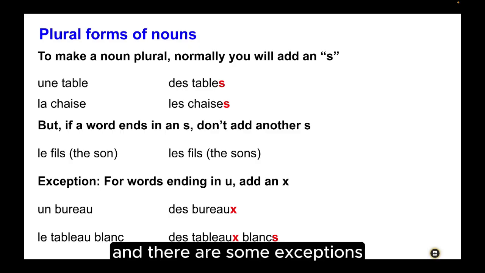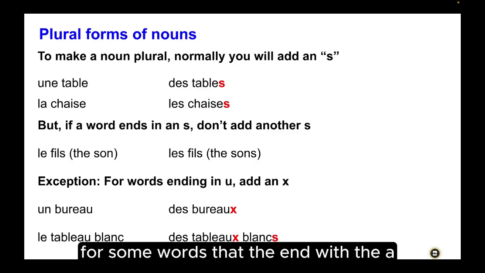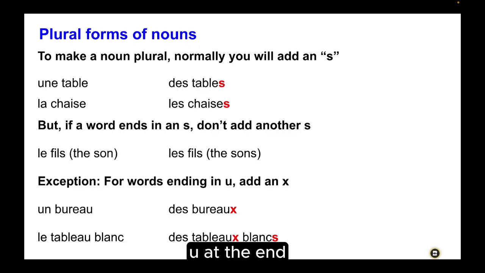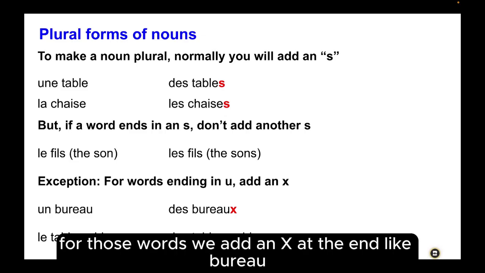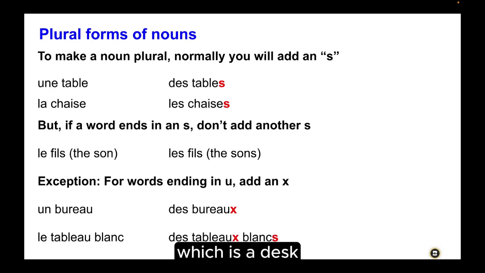And there are some exceptions for some words that end with AU at the end. Remember that we do not add an S at the end for those words. We add an X at the end. Like bureau, which is a desk. Des bureaux, desks. Le tableau blanc, which is the white board, is going to be les tableaux blancs. So this is the quick review of the nouns.